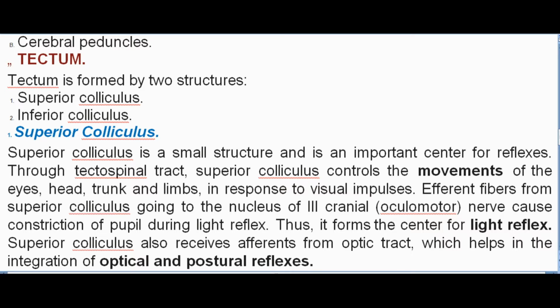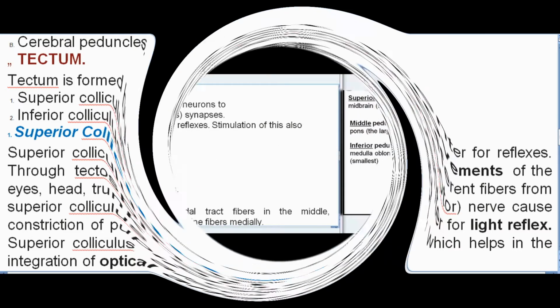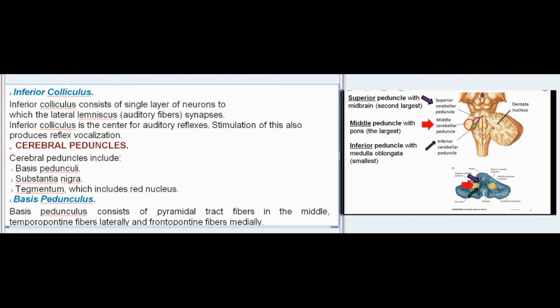Efferent fibers from superior colliculus going to the nucleus of 3rd cranial, oculomotor, nerve cause constriction of pupil during light reflex. Thus, it forms the center for light reflex. Superior colliculus also receives afferents from optic tract, which helps in the integration of optical and postural reflexes. Inferior colliculus. Inferior colliculus consists of single layer of neurons to which the lateral lemniscus, auditory fibers, synapse. Inferior colliculus is the center for auditory reflexes. Stimulation of this also produces reflex vocalization.